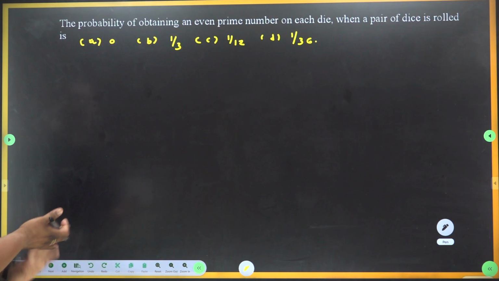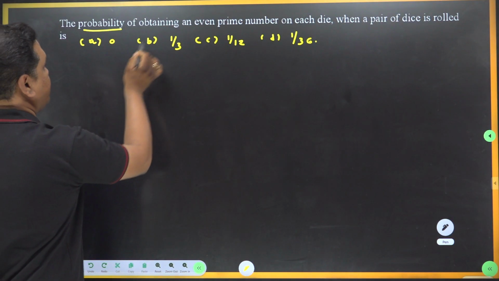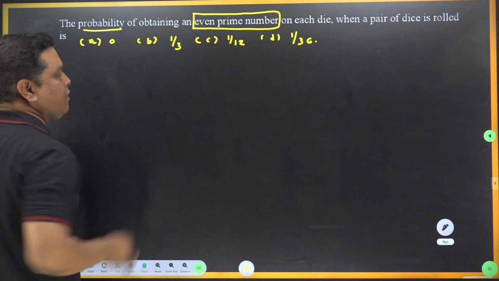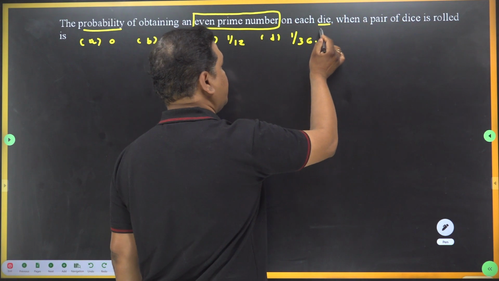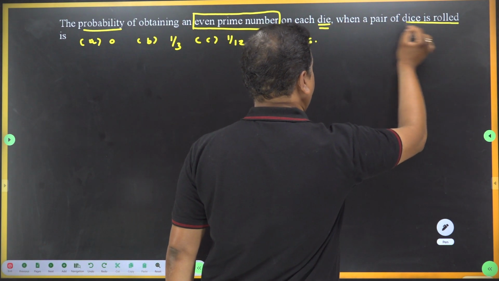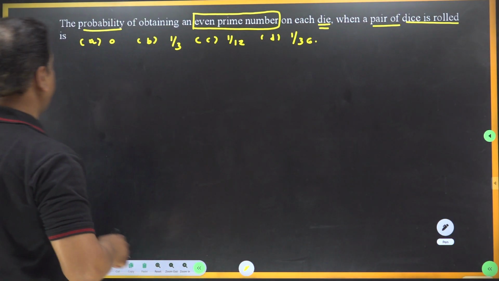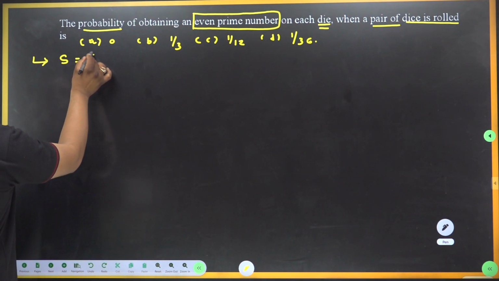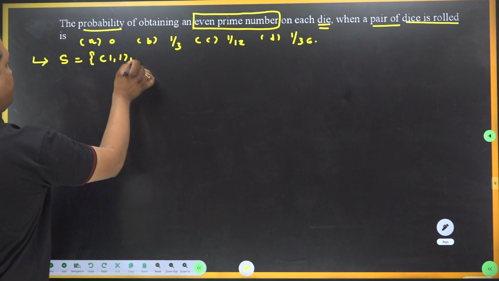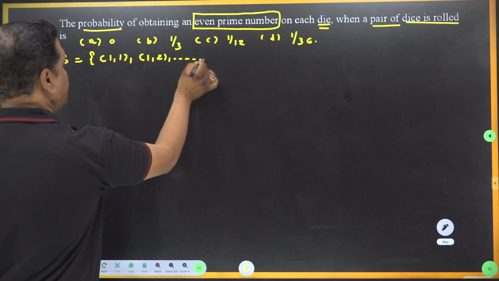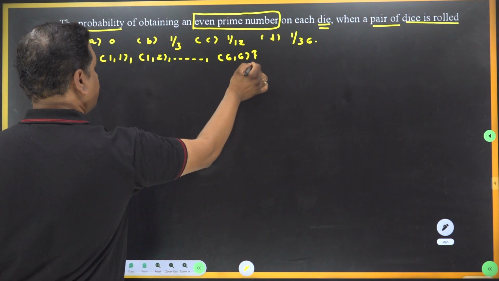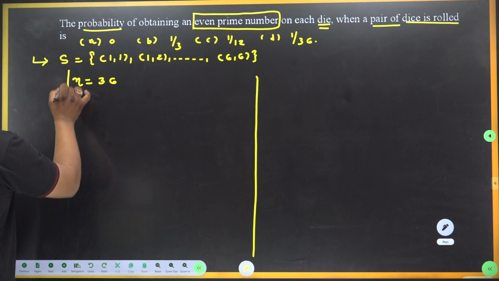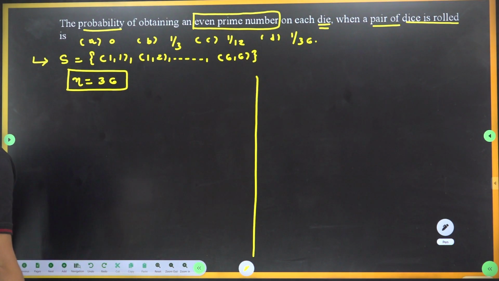चलिए नेक्स्ट वन, probability of obtaining an even prime number on each die when the pair of die is rolled. चलिए S equal to 1 1, 1 2 up to 6 6. So these are total 36 elements, n equal to 36.